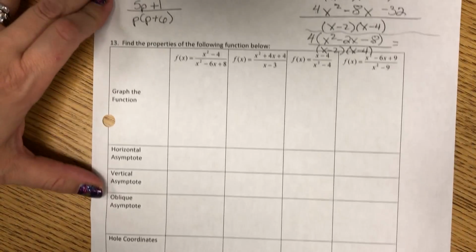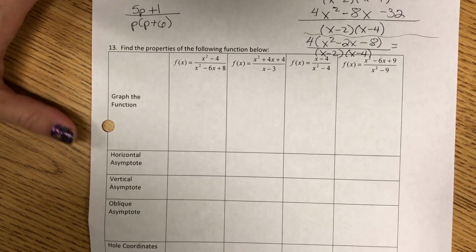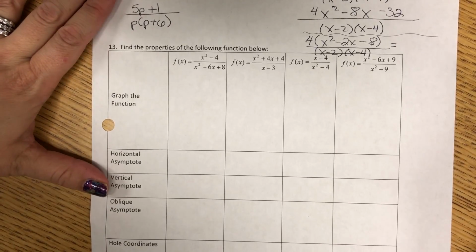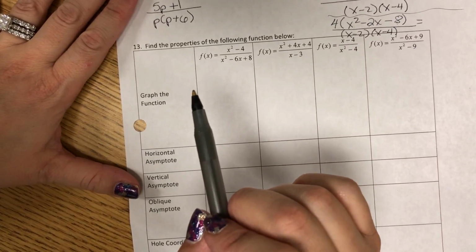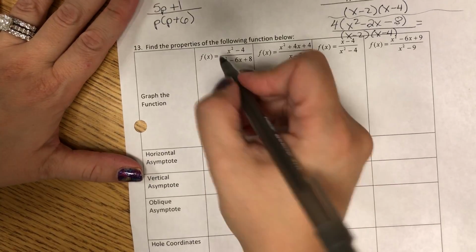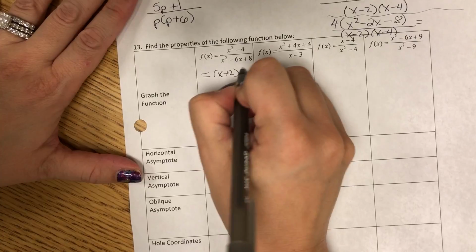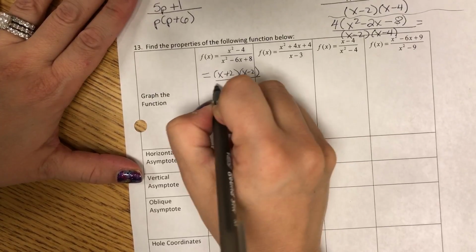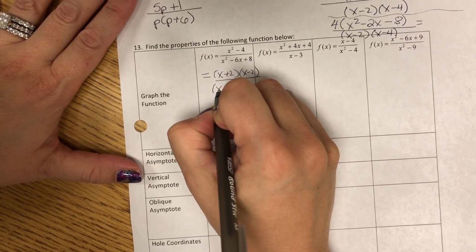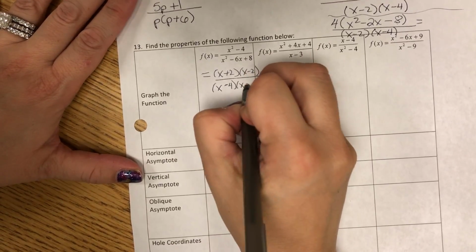And number 13. Oh boy, that's a lot of stuff. Okay, here we go. This is 4 questions in one with multiple parts. Graph it. Use your calculator. I'm going to factor everything here. What multiplies to 8 that adds, oh, -4 and -2.